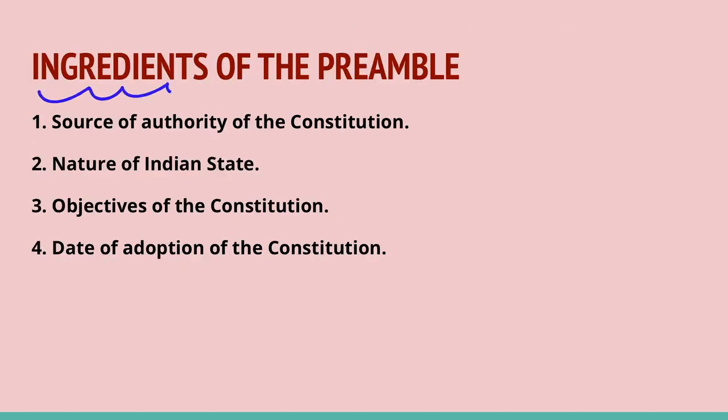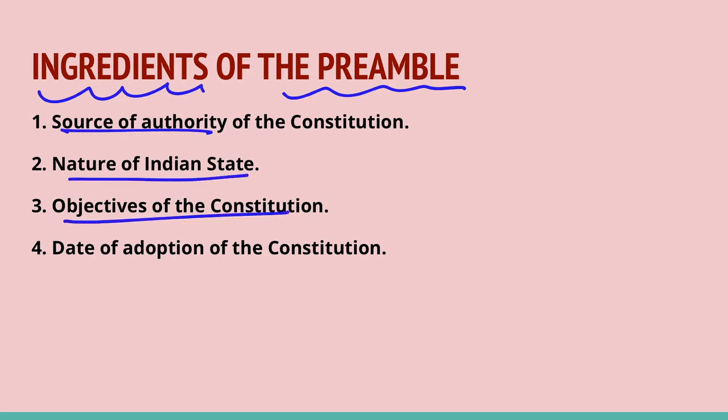What are the ingredients present in our preamble? The preamble reveals four ingredients, or we can also call them components. They are the source of authority, nature of the Indian state, objective of the Constitution, and date of adoption of our Constitution. The preamble states that the Constitution derives its authority from the people of India.